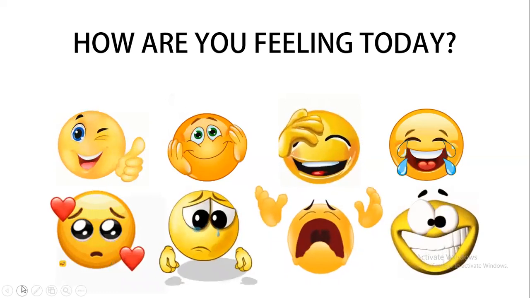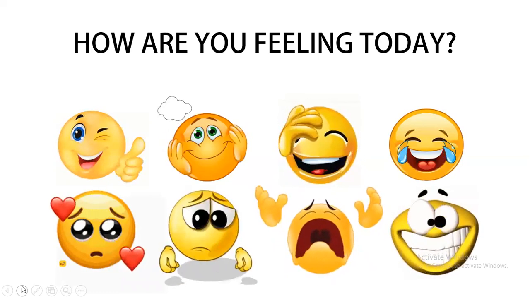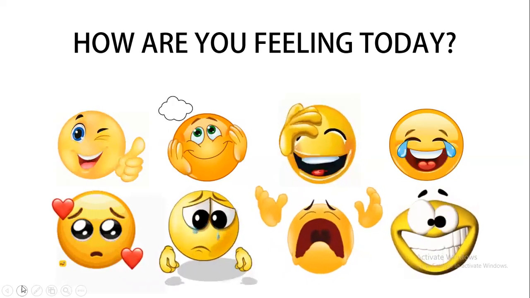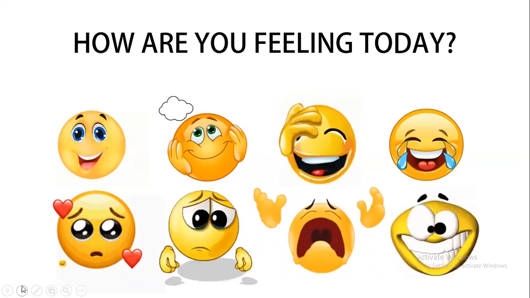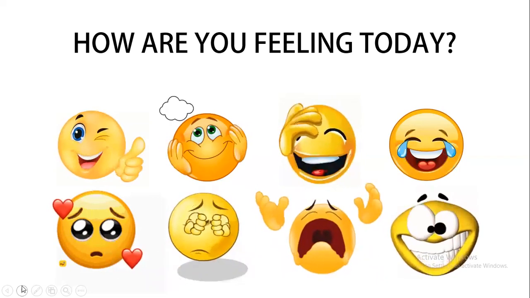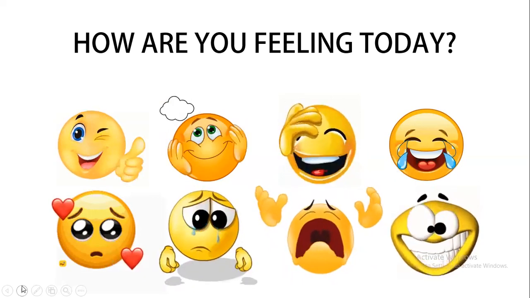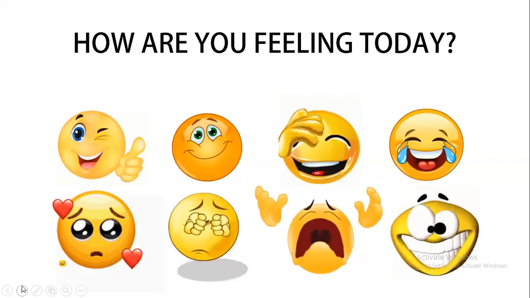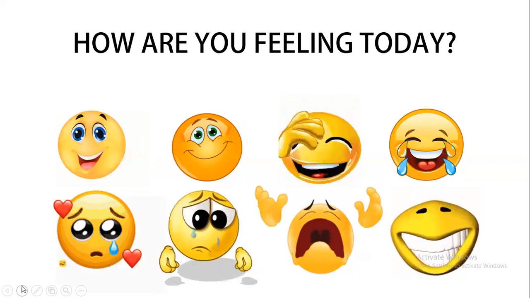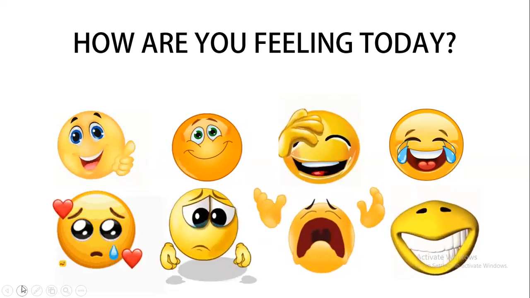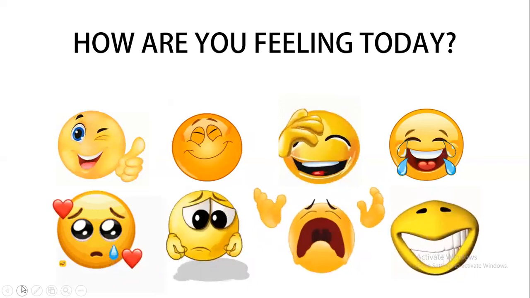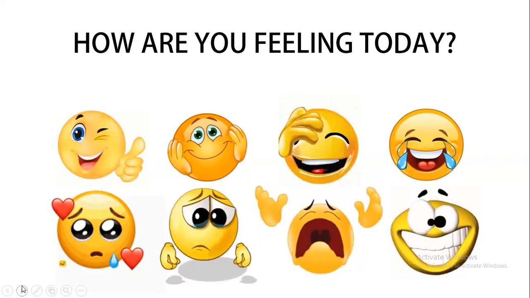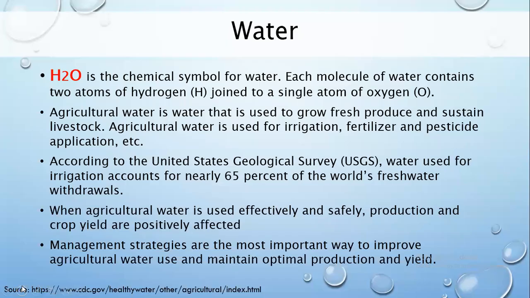So please be aware of what you are feeling right now and just take a deep breath in and out, for whatever that you are feeling, so that you can have an ease, okay, with your mind, with your heart, with your body, so that what we will be discussing today will be absorbed and will be internalized by you. Okay, so let's move on.